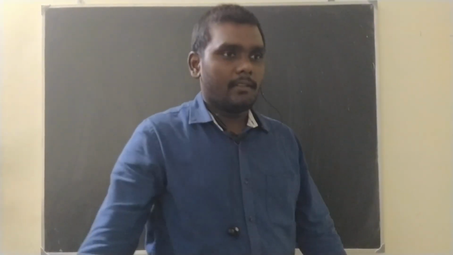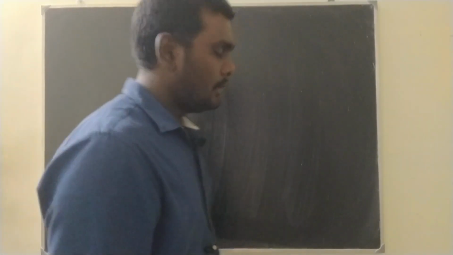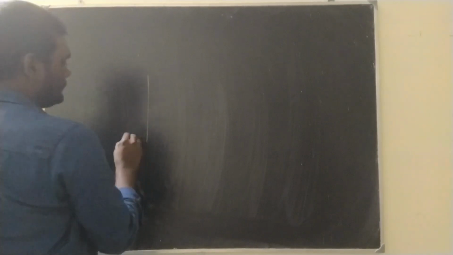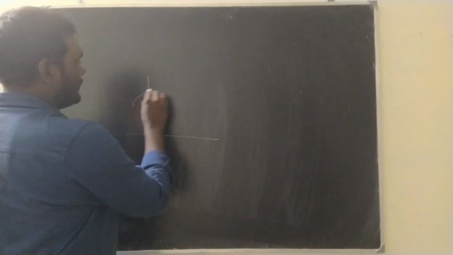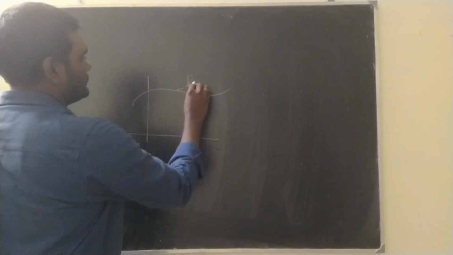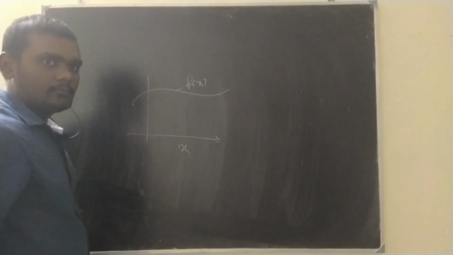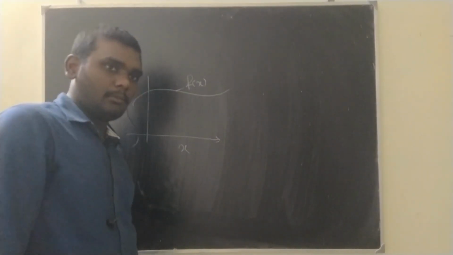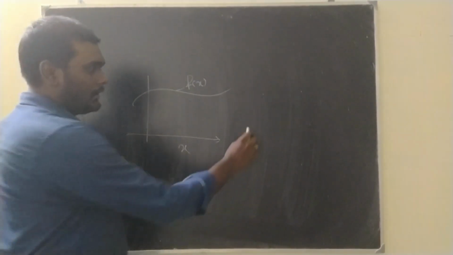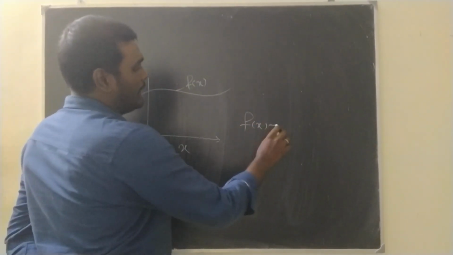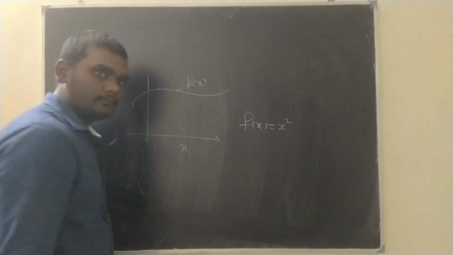Continuity means things are continuous, happening without a break. Okay. In maths, we have the function f of x. These are all the values of x, the domain, codomain we say, remember. For example, take the function f of x equals x square.